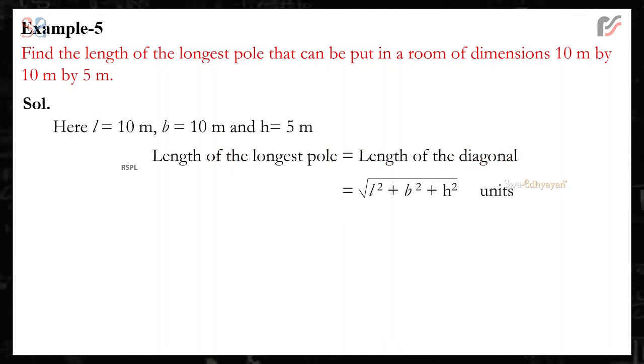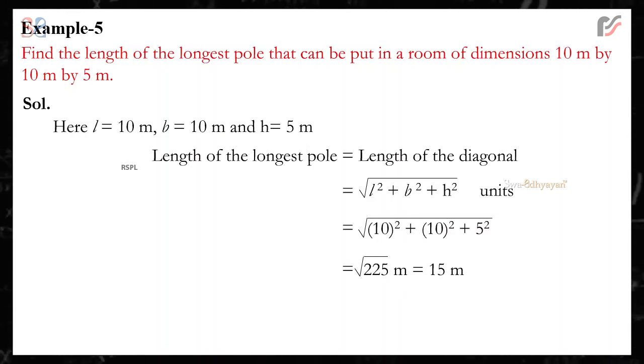This is equal to square root of L square plus B square plus H square units, which is equal to square root of 10 square plus 10 square plus 5 square. This is equal to square root of 225 meters, which is equal to 15 meters.